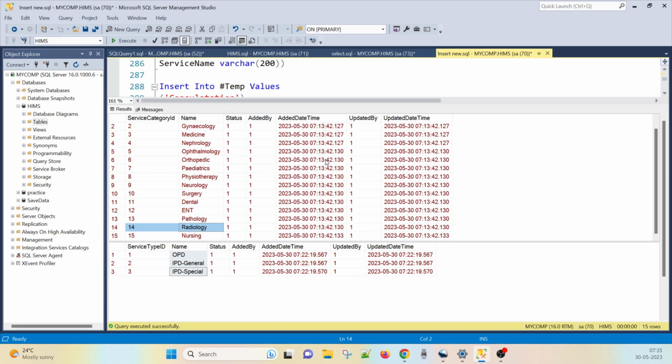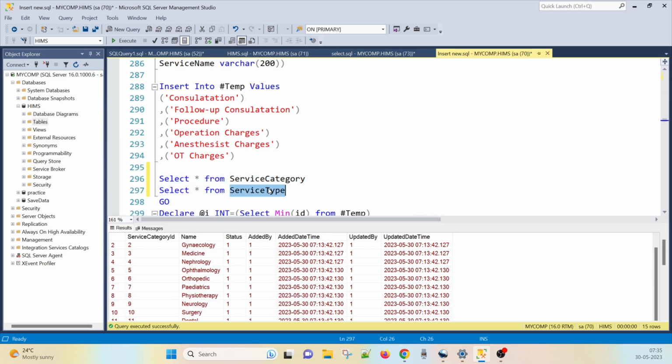So suppose I want one report, at the end, which services are available in radiology. I will get those records easily, or if I require how much revenue was generated by the radiology department, I can calculate easily with the help of that particular service category ID. Correct. And on an OPD basis, how much income, with the help of service type we can calculate that.